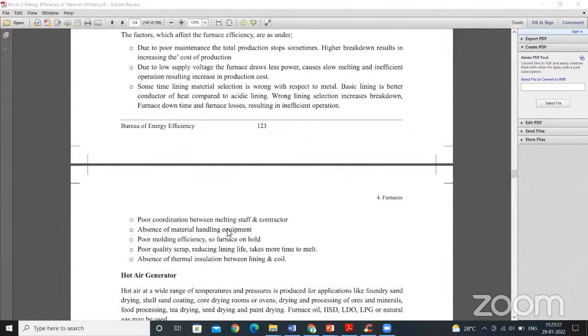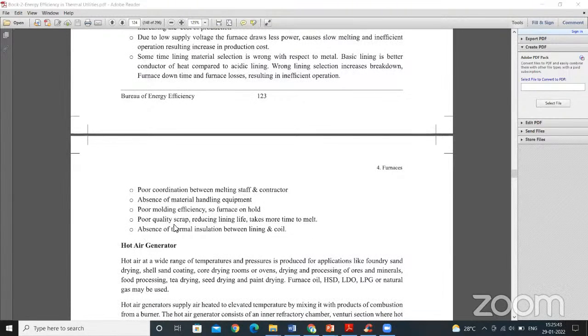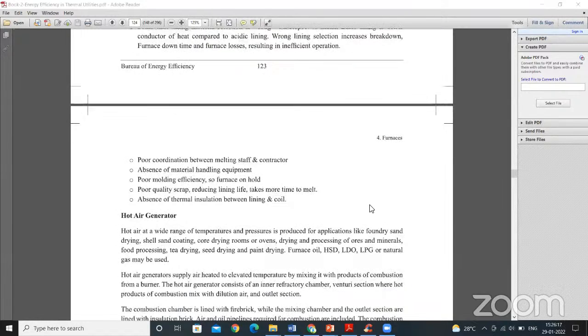Absence of material handling equipment, poor molding efficiency, and furnace holding time being high. Poor quality of scrap, and the reducing lining system. So what type of metal are you going to put? Normally, we will not put 100% raw material. We will put normally 50 to 60% raw material. Then we will add the linings and borings, rejected pieces into that, and that should be properly poured. And how much metal you are putting, 100% is not possible, but filling of the crucible is very important. Rather than 70% filling, I would vote for 90% filling, because we are then taking 90% of the material in the system.